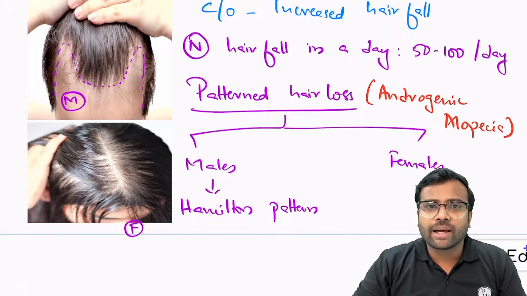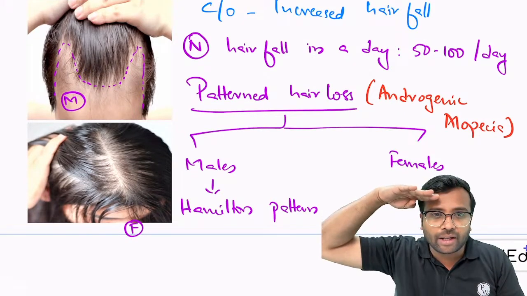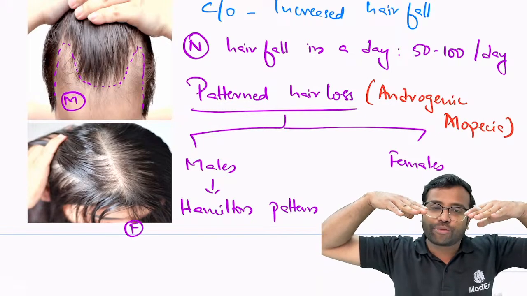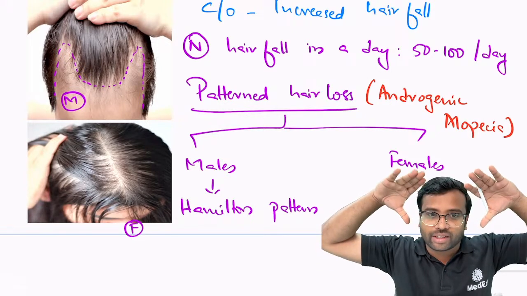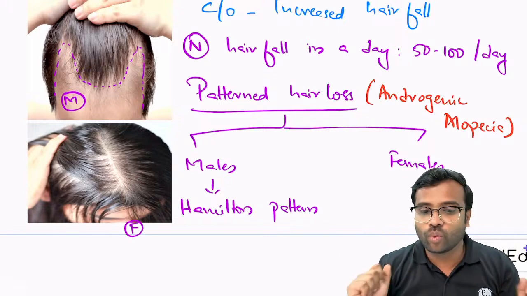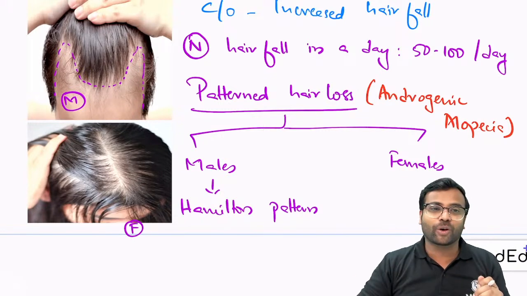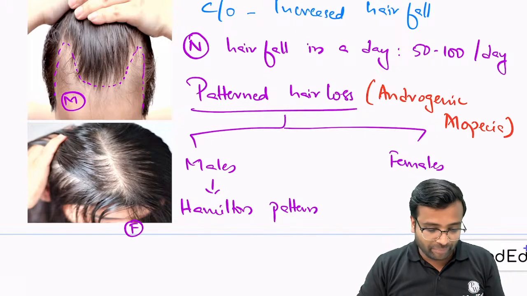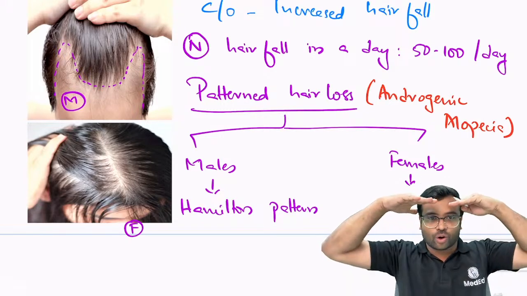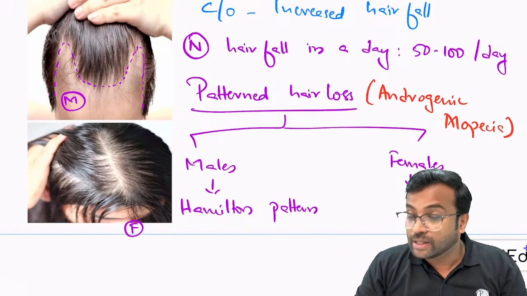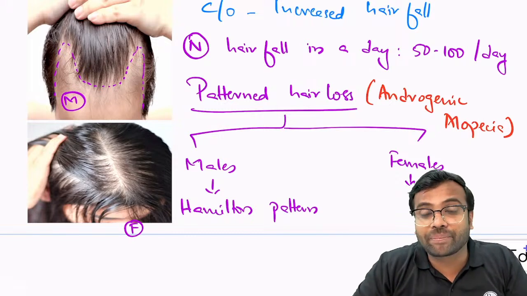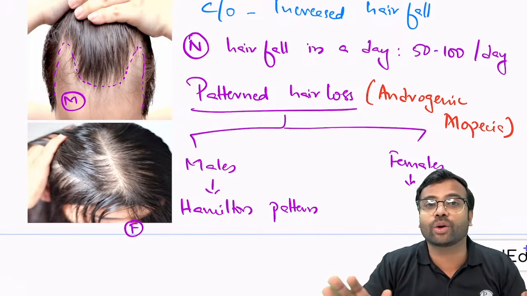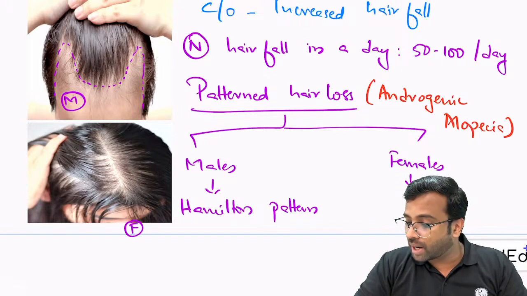In females, is their anterior hairline going to be stable, or is it going to be fixed, or in females also, are they going to have a recession of the anterior hairline? What do you think? Anybody in the chat box? So in females, what is happening? Is it going to be fixed or is it going to recede backwards? So remember, in females, the anterior hairline is going to be fixed. That is why we don't see any M-shaped pattern.